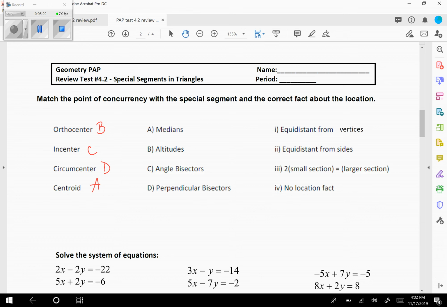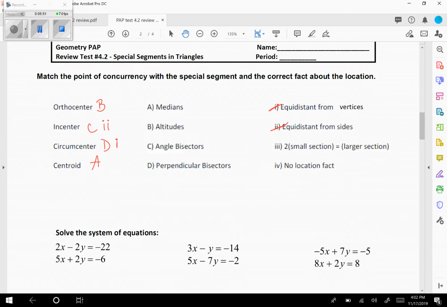Okay, and then now I'll just match up two of these over here. So one thing, equidistant from the vertices. That one is either going to be the incenter or the circumcenter. It's actually the circumcenter. And then equidistant from the sides, well then that's your incenter. All right, and so then you guys can match up 3 and 4.